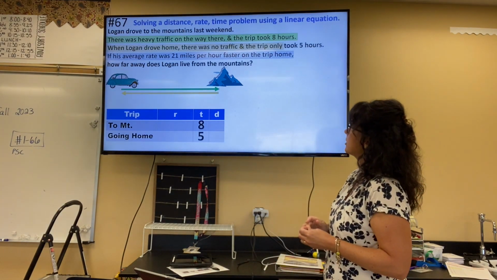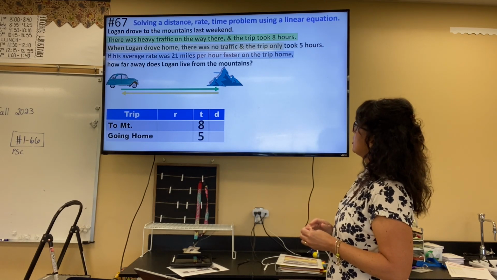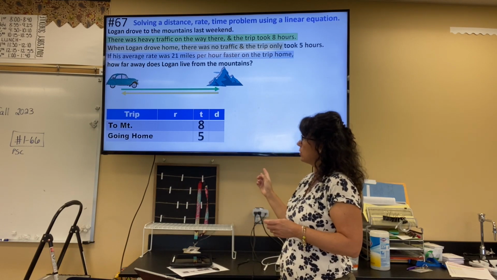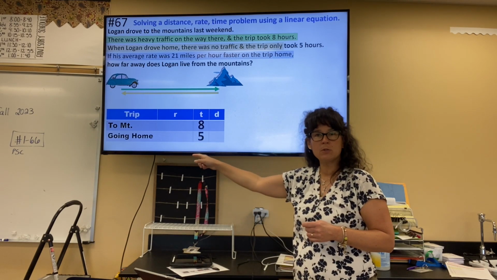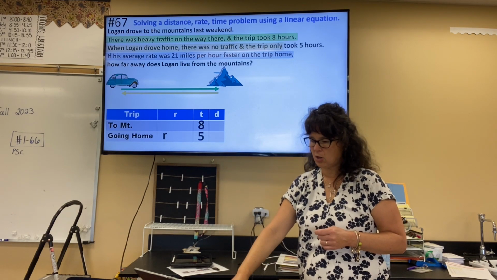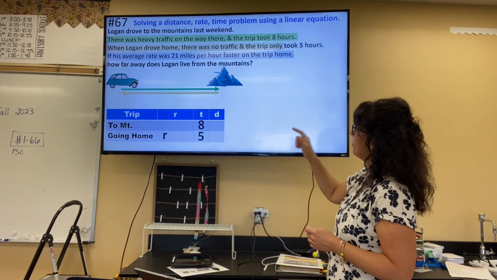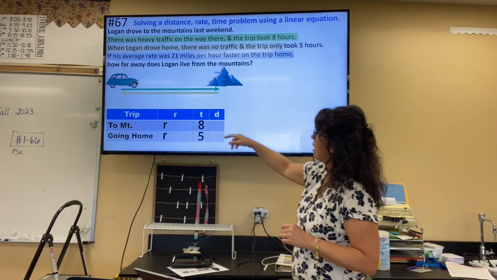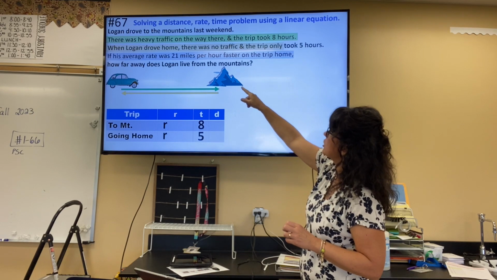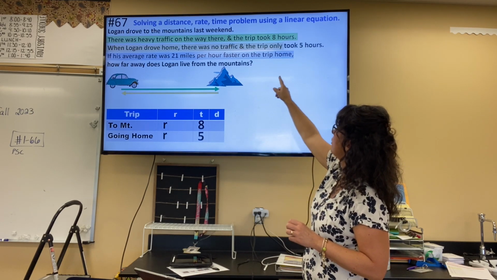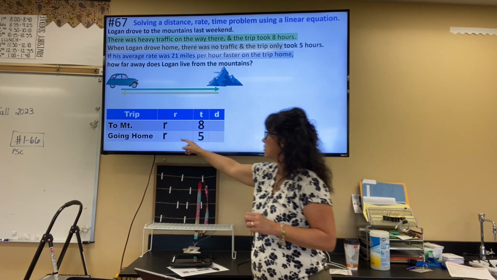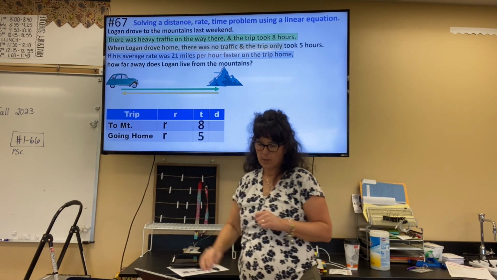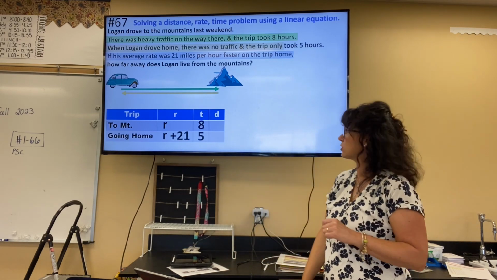The average rate was 21 miles per hour faster on the trip home. So which one is going to be R? It's referring to the average rate being 21 miles per hour faster on the trip home. So whatever the speed was to the mountains, going home was faster, so I'm adding 21.